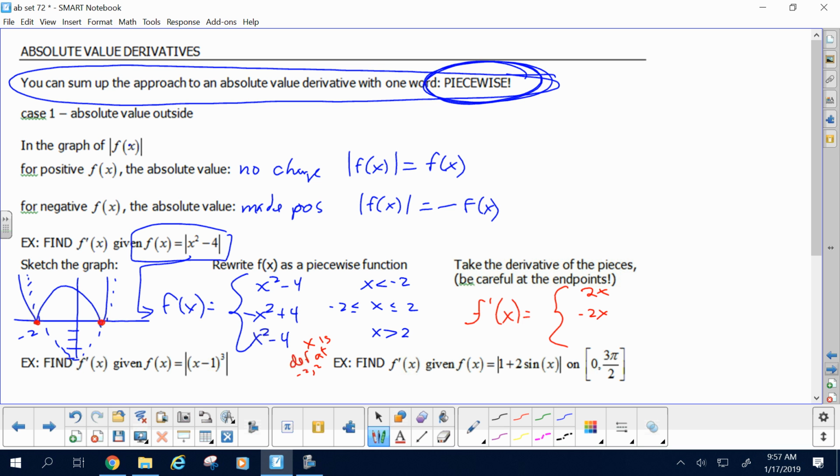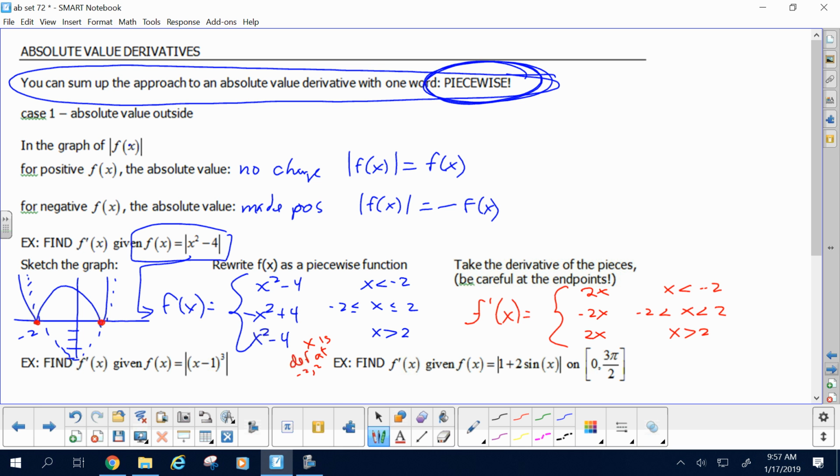Negative 2x. And the far right piece? 2x. Now there's one little gotcha in here. The first is still for x less than negative 2. The second is between negative 2 and 2. And the far right is still greater than 2.